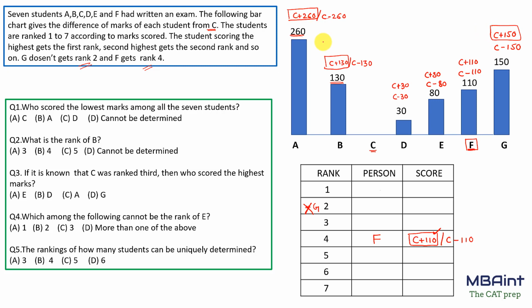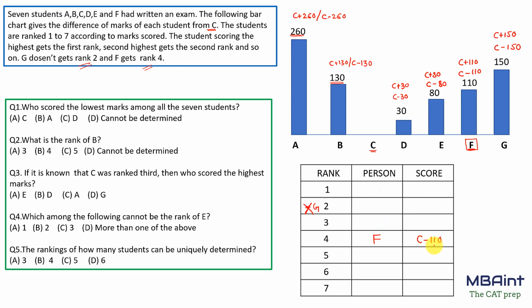Now what happens if I just take these 3 scores? Also I cannot take any other scores because they will not be greater than C plus 110. Now if I take this, the values would be C plus 260, C plus 150 and C plus 130. Now C plus 150 is the score of G and G cannot come at the second place. Okay. So this makes it very clear that we cannot go with the value of F equal to C plus 110. So we'll have to select the other value and see the possibility. Okay. So let's remove this case.